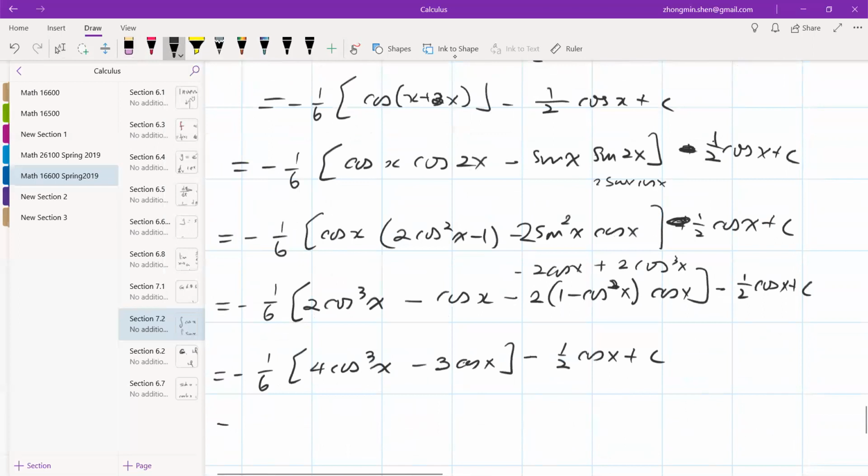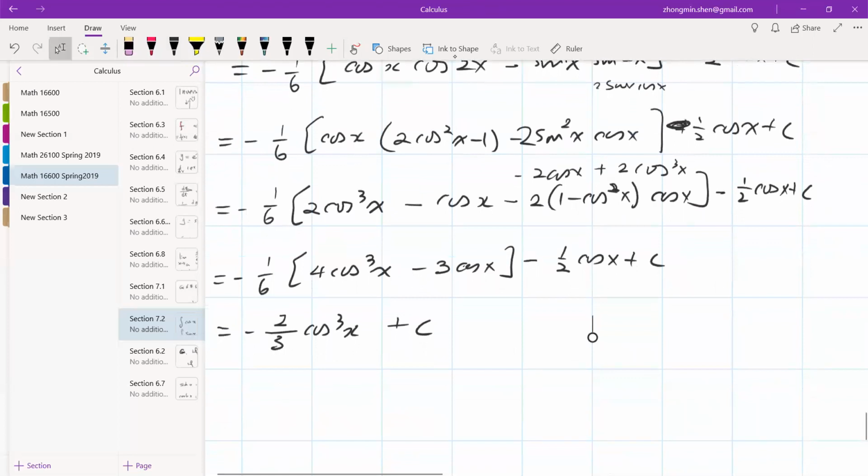All right, so now you get 2/3 cosine cubed x, and a positive 1/2 cosine x, and so cosine x is gone, so we get the same answer. See, I made a mistake when I copied the first answer, a sign mistake there. So now it's correct, as you see there. They should match.